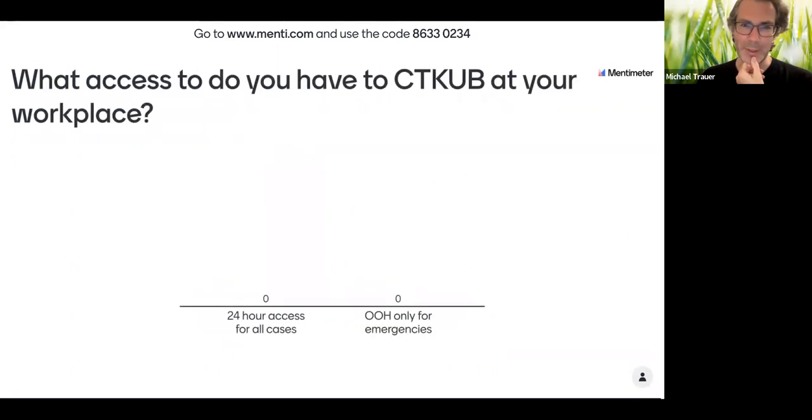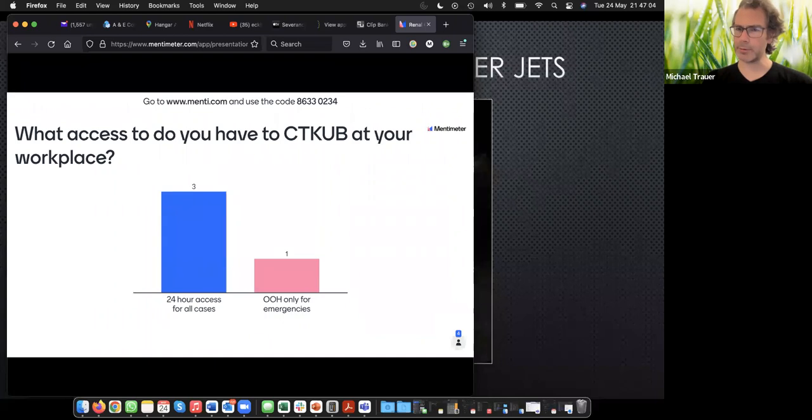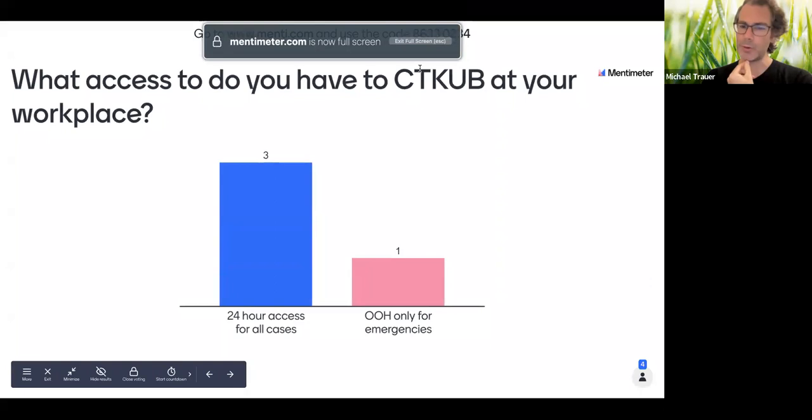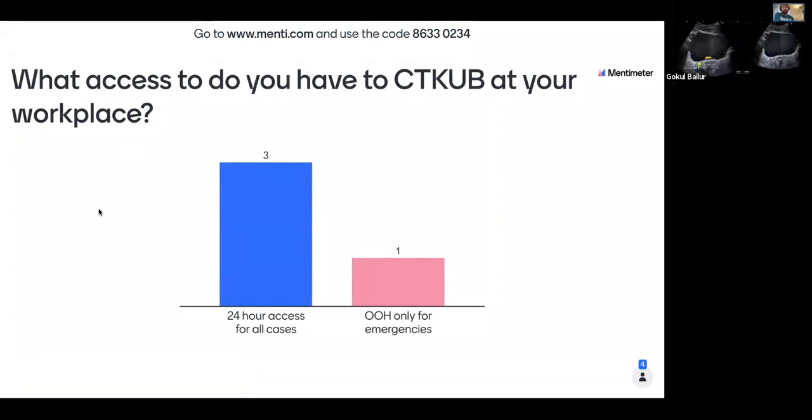Yep. So then let's go to the final question, which is about access to CT-KUB. I know those of you who work at Tommy's have 24-hour access to CT-KUB, but how about at other institutions? Okay, one place only for emergencies. Is that you, Gokul? Yeah, that's actually me. Oh, really? Okay. St. George's, you only get them for emergencies out of hours, not routinely. For trauma, we might, but for CT-KUB, we bring them the next day if we think they're well enough. But for emergencies, yeah.